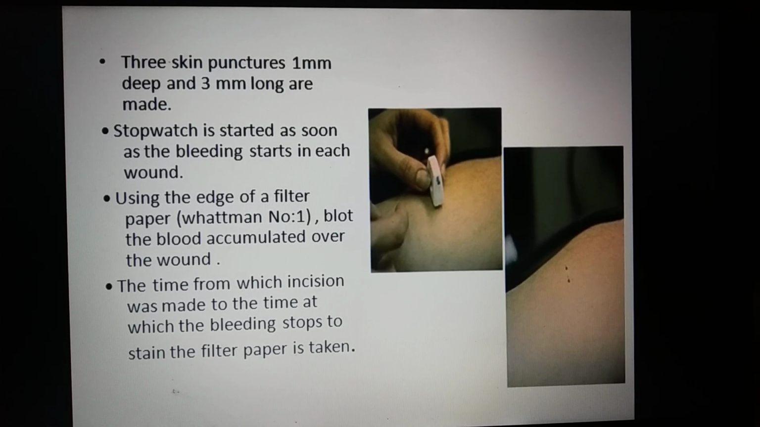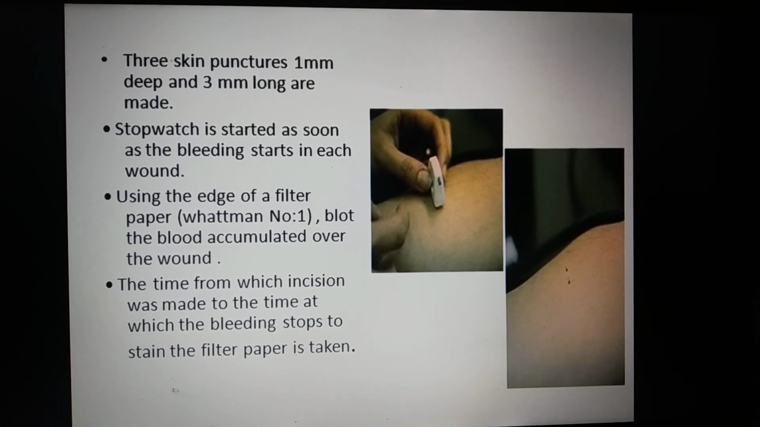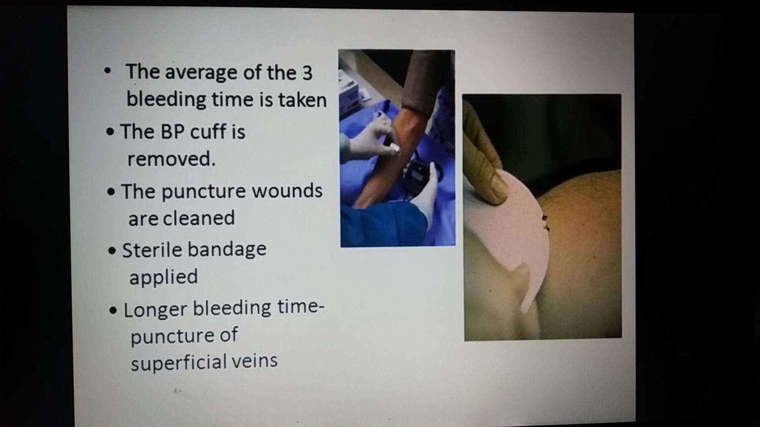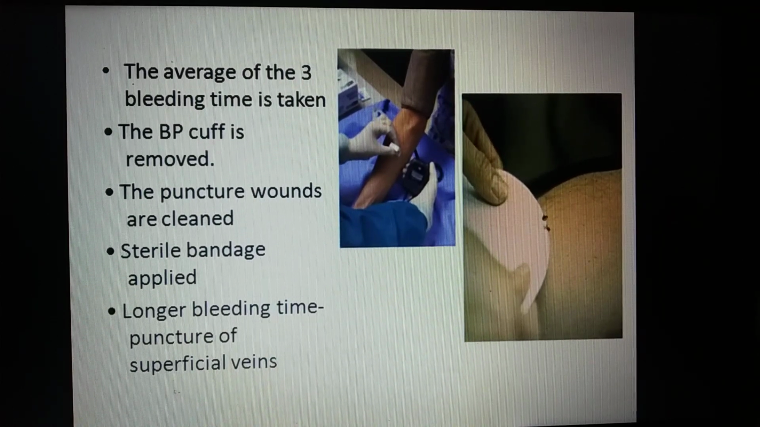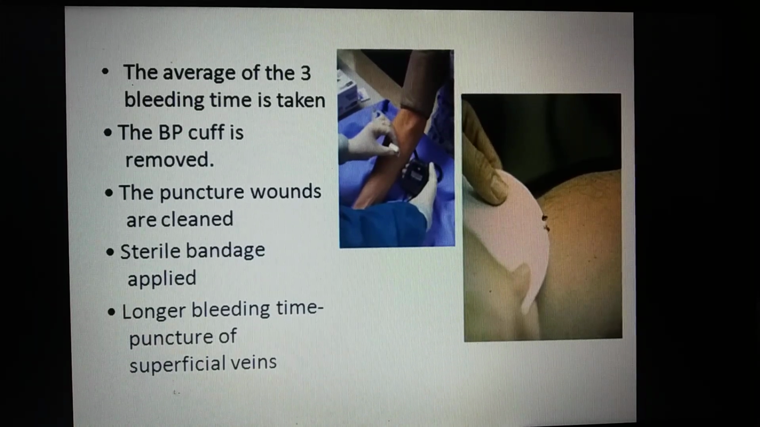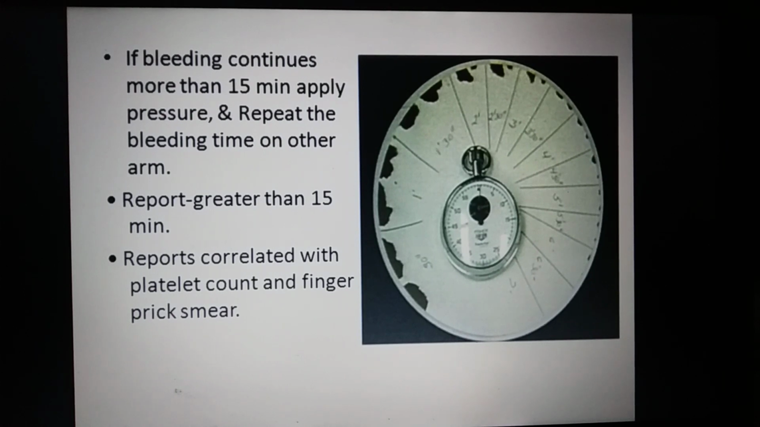Using the edge of the filter paper, blot the blood accumulated over the wound. The time from which incision was made to the time at which the bleeding stops to stain the filter paper is taken. The average of the 3 bleeding times is taken. Now the blood pressure cuff is removed and the puncture wounds are cleaned and a sterile bandage applied. If bleeding continues more than 15 minutes, then apply pressure and repeat the bleeding time on another arm. The reports should be correlated with platelet count and the finger prick smear.